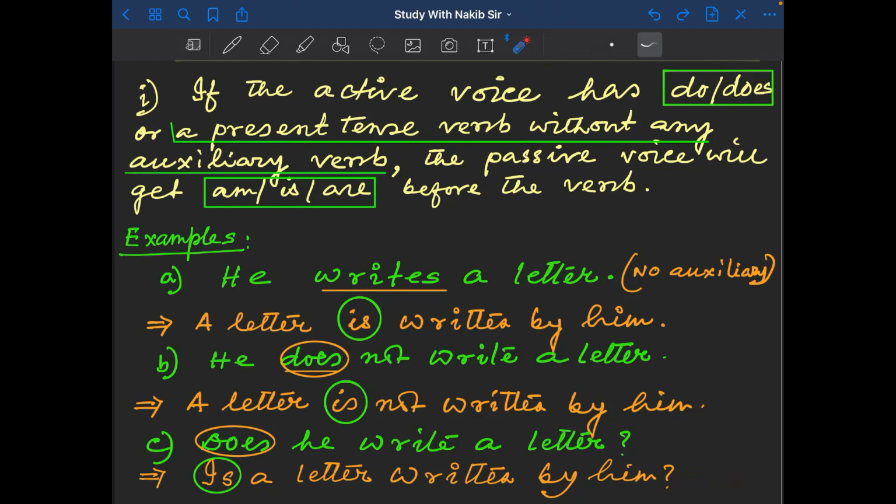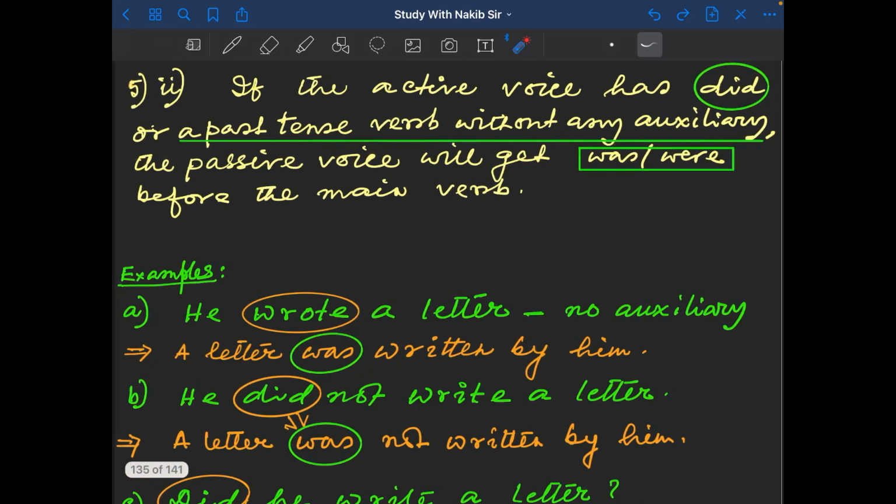So you have got your answer: if you get do or does, for do or does you will get one of am, is or are, according to the number and person of the subject used here. Or if you get a present tense verb without any auxiliary verb, there also you can get am, is or are, and these examples have supported this. Okay, now go to the next point.